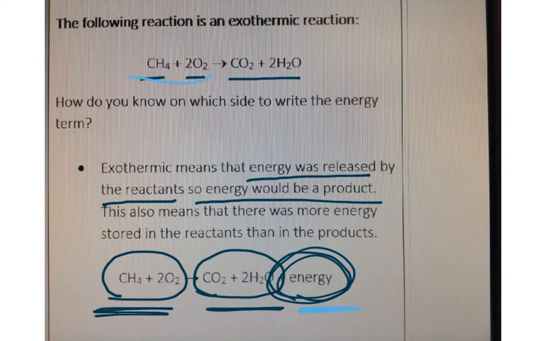Okay, so if we reacted these guys with the methane, we would notice that it would be hot. Think of combustion reactions. You see flames, you see heat. So it would make sense that we would think of heat being on the product side. And what is heat? Well, heat is just a form of energy.